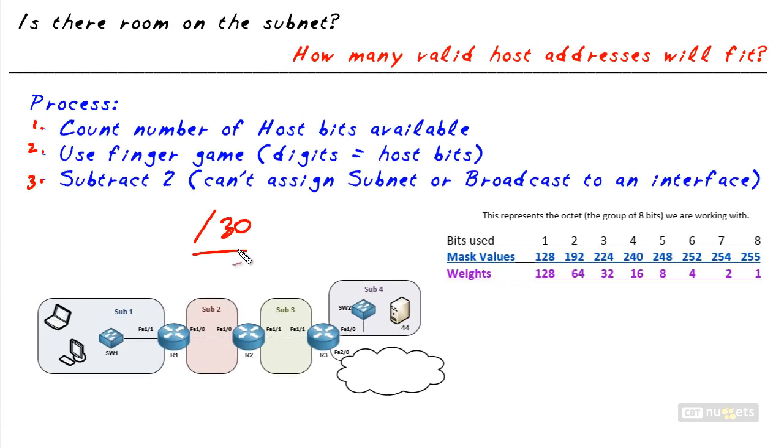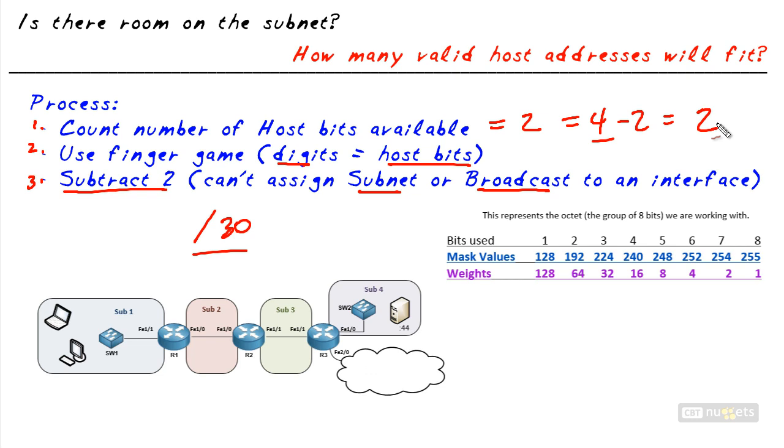All right, how'd you do? Well, our first step on this is to count the number of host bits available. Well, 30 bits are being used for the network. That leaves only 2 bits for host addressing. So the answer to that is 2. We're going to use the finger game with our digits representing host bits. So we'll put 2 fingers up in the air and we count verbally to 4. That's our result. And then we subtract 2 because we can't use the actual subnet or broadcast address on an actual interface. So minus 2 equals a total of 2 possible IP addresses for valid hosts on a /30 network.